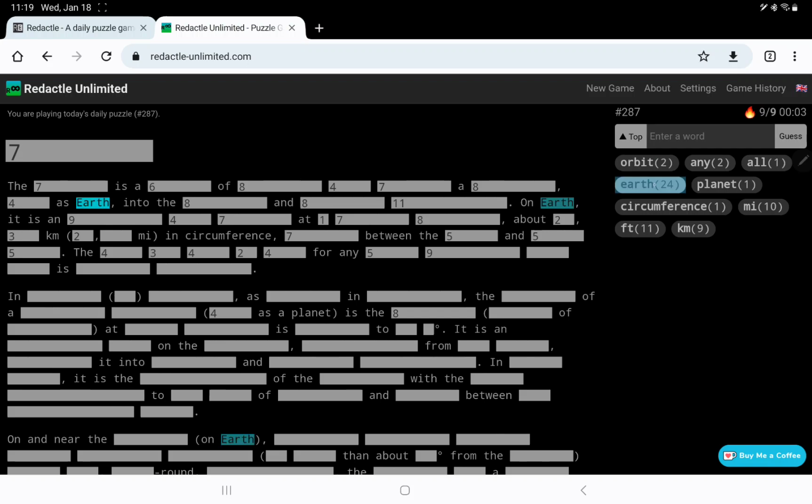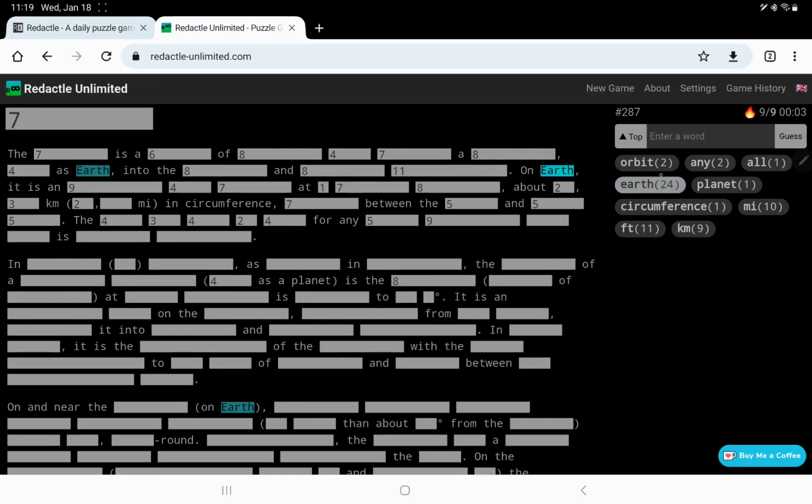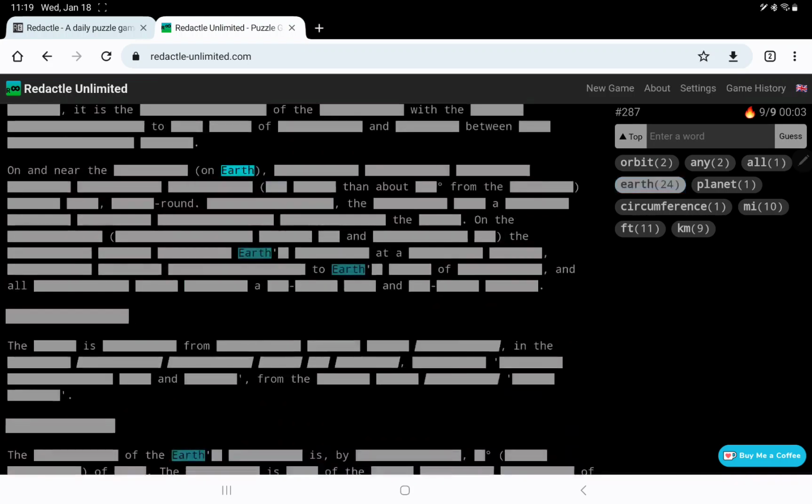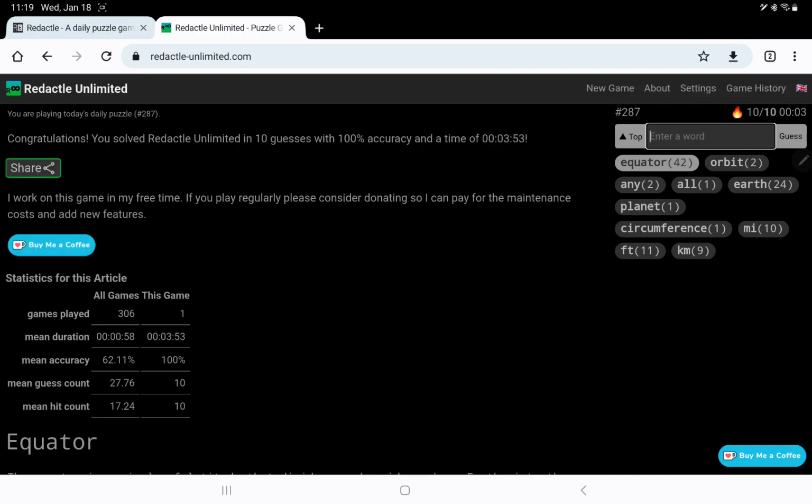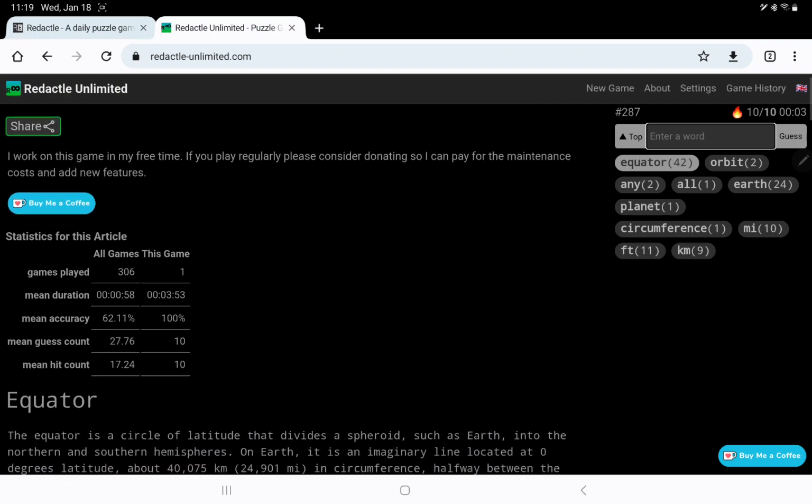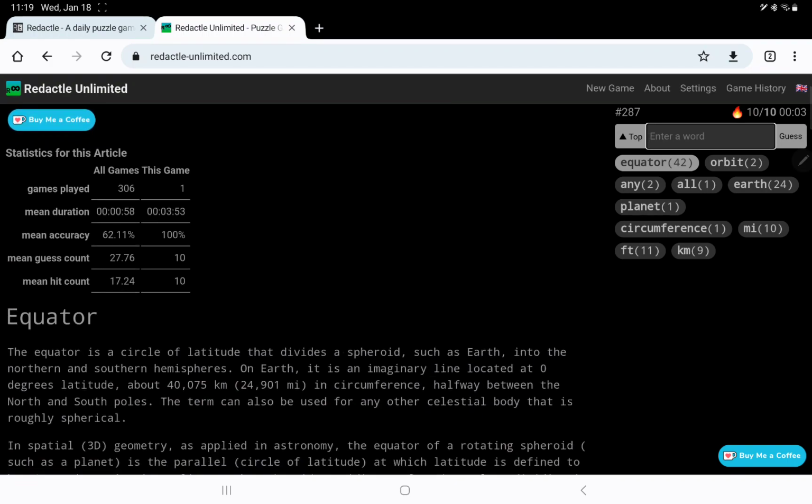I think that's probably going to be the most important. How does this relate to Earth? On or near the equator? Oh! Well, that was a happy discovery there. So I got it in 10. Does look like this was one of the easier ones.